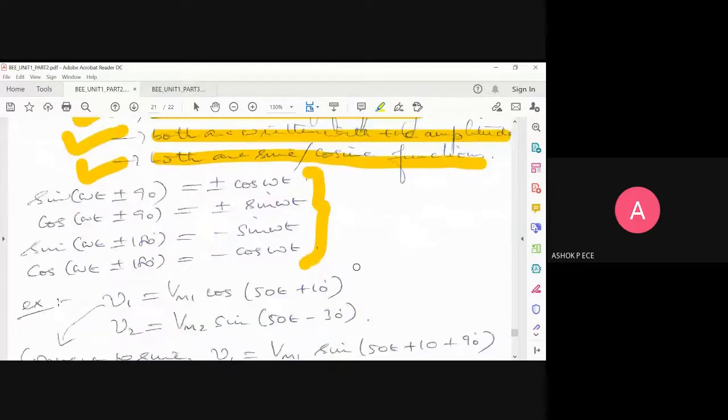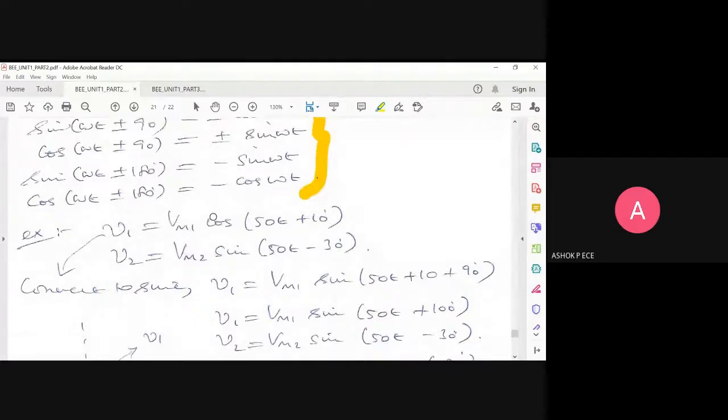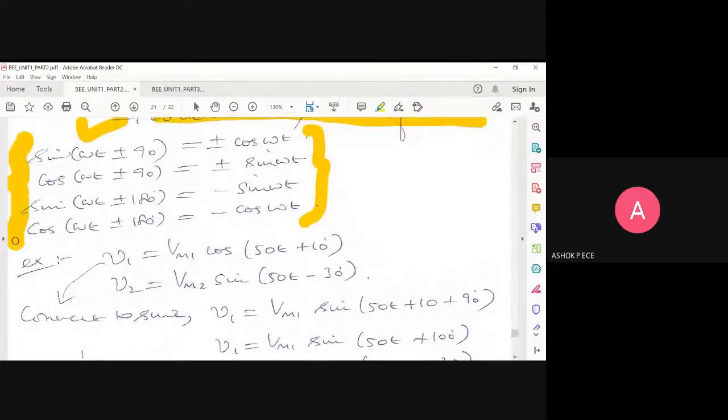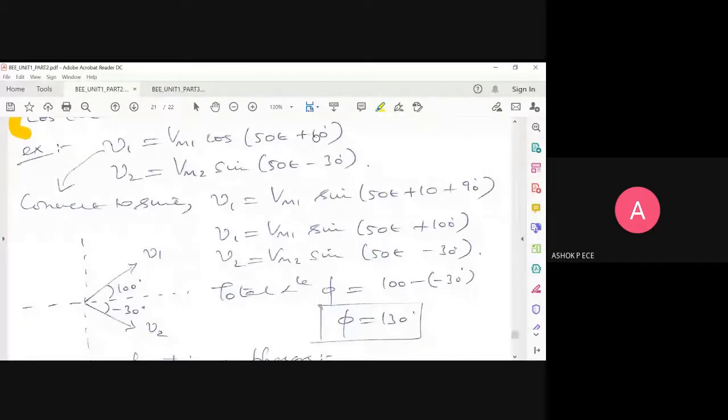See this problem, see this example. I hope everybody can see this. The conversion formulas are given here, which you should know, how to convert sine to cos and cos to sine. For sine to cos and cos to sine, you'll be using 90 degrees. For sine to sine and cos to cos, you'll be using 180. Same function means 180, different function, complementary angle, means I'll be using 90. So see the first expression, V1 equals Vm1 cos(50t plus 10), V2 equals Vm2 sine(50t minus 30).